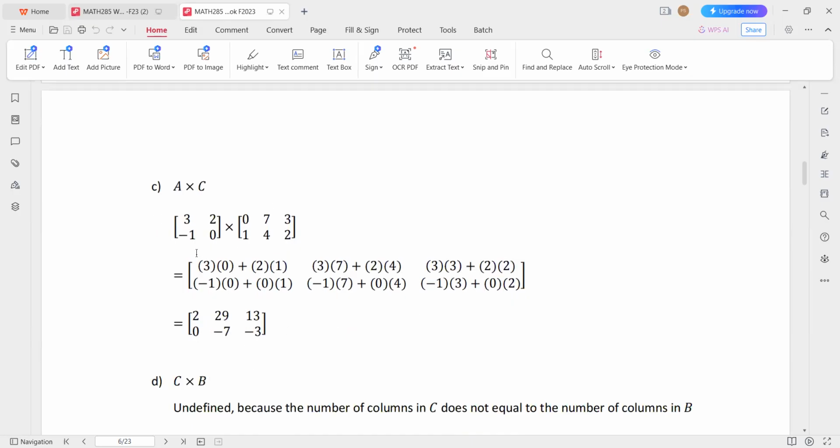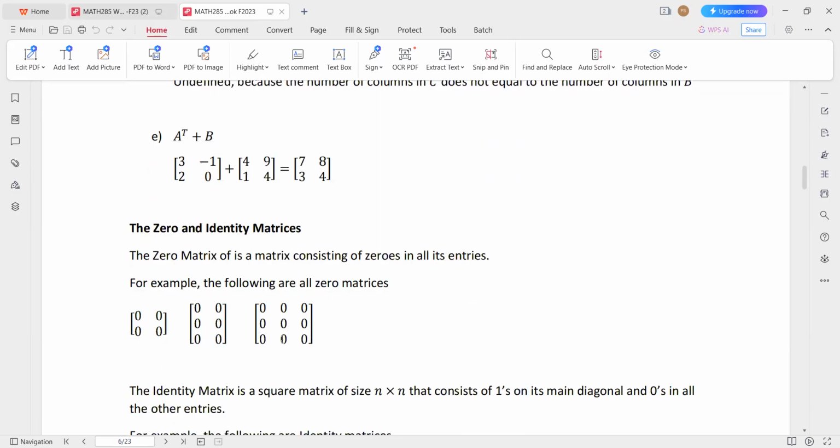Let's do this. So you basically have 3 times 0 plus 2 times 1, 3 times 7 plus 2 times 4, 3 times 3 plus 2 times 2, which is what you have here. Then you also have minus 1 times 0 plus 0 times 1, minus 1 times 7 plus 0 times 4, minus 1 times 3 plus 0 times 2, which is what you have here. Then you have the addition, which is why you have 2, 29, 13, 0, minus 7, minus 3.